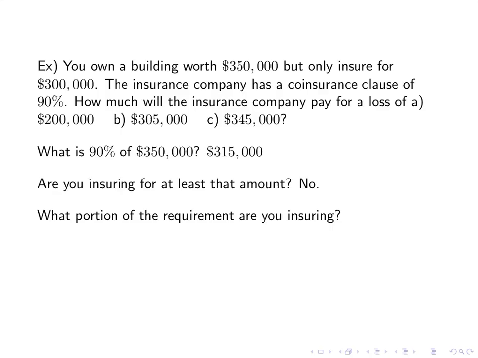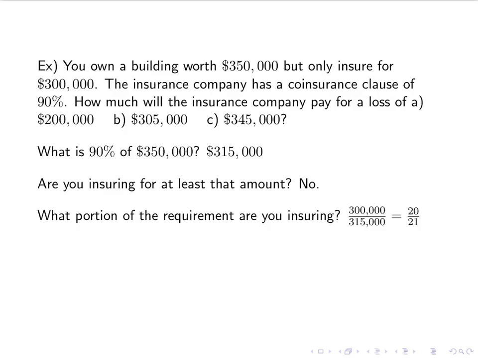If the answer is no, you then have to go further and say what portion of the requirement you are insuring. I have some people who take the portion of the building's worth that they're insuring, but that's not the question being asked. What portion of the requirement? I am insuring $300,000, that's the numerator. I'm supposed to insure at least $315,000, that's the denominator, that's the requirement. Simplify: 20 over 21.